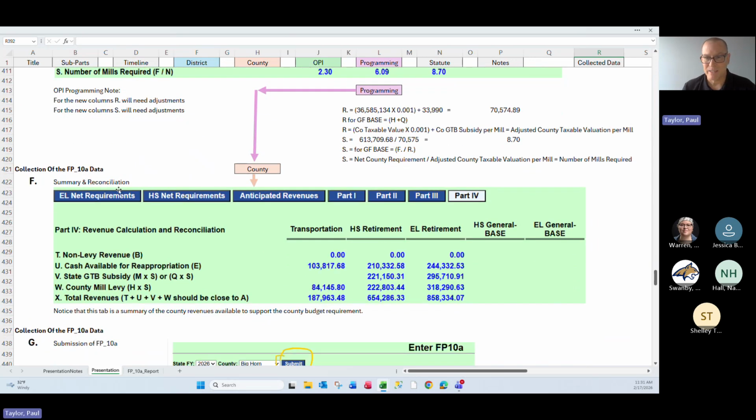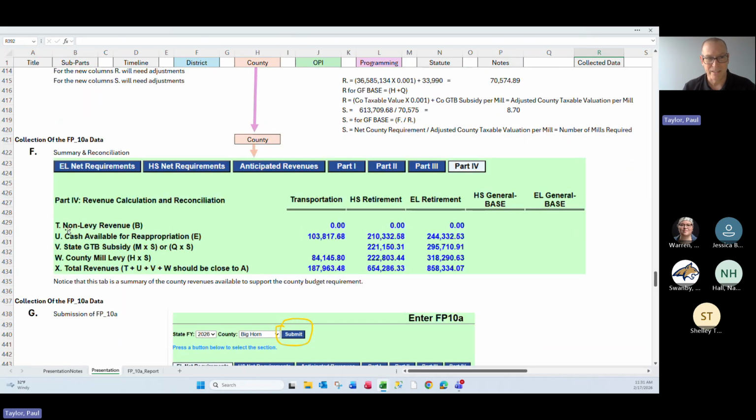This is a summary and reconciliation tab way out over here. What it does is it says, okay, county, how much non-levy revenue did you anticipate? How much unreserved fund balance for appropriated do you have and have to have? What is the state subsidy in GTB? How much, based on those mills determined in the earlier screen, how much levy are you going to levy? And if I total all those down, that's the total revenue that should be getting generated to be distributed to the school districts in association with their requirement for their district.